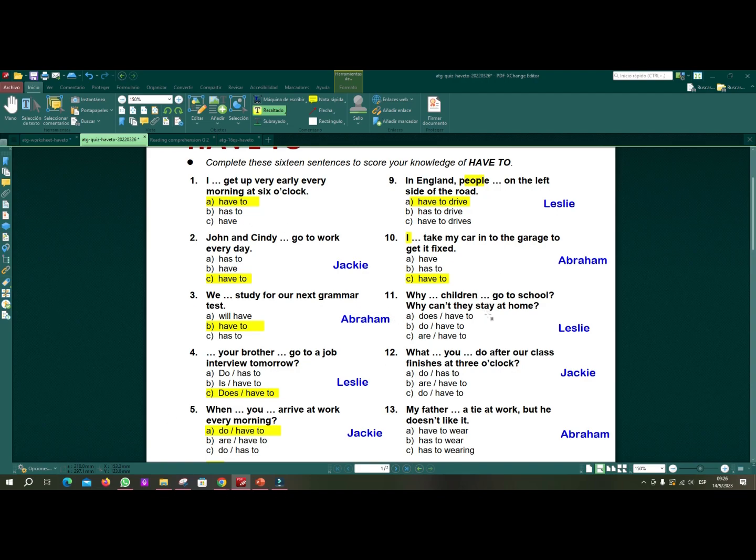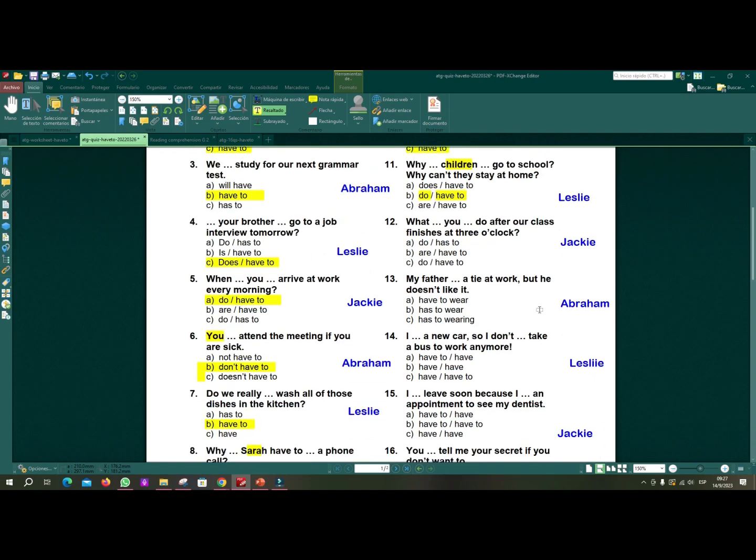Leslie, 11. A, B, or C? Which could be that one? Teacher, I couldn't see that one, so I couldn't solve it. Okay, so let's try to do that together. So why, here you have children, right? So that is plural. So why, in that case, do children have to go to school? Why can't they stay at home, right? Okay, so that is letter B, Leslie.